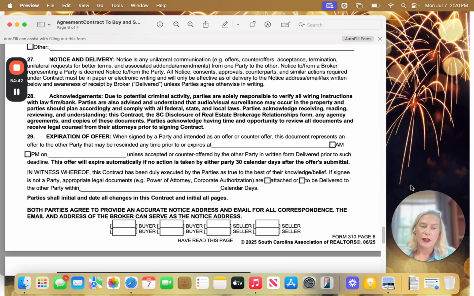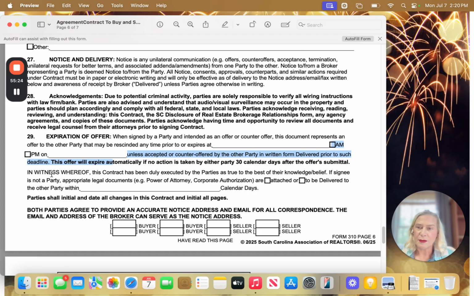Item 29 says, when signed by a party and intended as an offer or counteroffer, this document represents an offer to the other party and may be rescinded at any time prior to, and this offer expires at blank time. So what numerical time do you want this offer to expire, on what date? So time and date, actual day. And if you do a counteroffer, make sure you also do an expiration of offer on the counteroffer. If you're going through this contract and making changes on a counteroffer, make a change to this section because it's got to expire at some time.